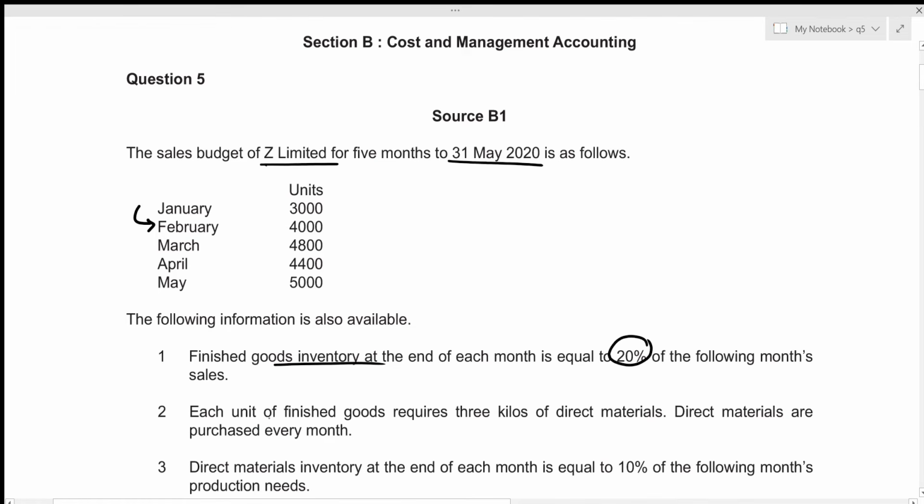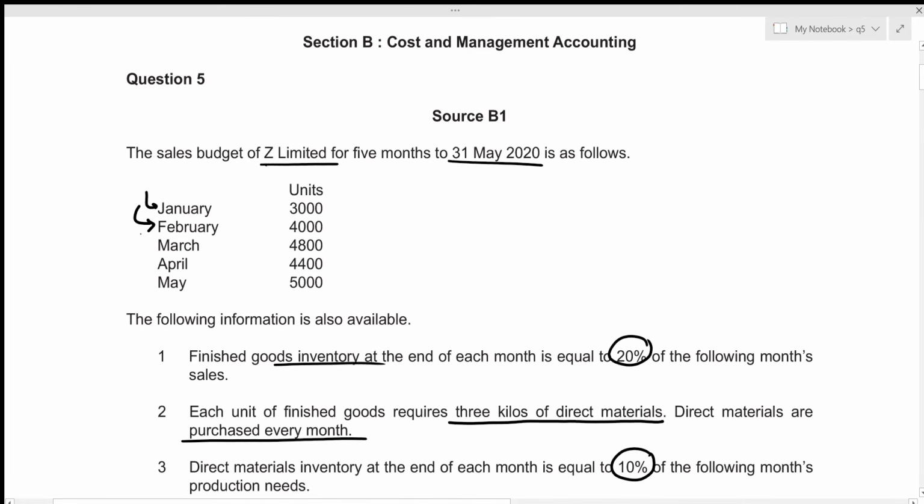Then the second information states that each unit of finished goods requires 3 kilos of direct materials, and direct materials are purchased every month. And the third information states that direct materials inventory at the end of each month is equal to 10% of the following month's production needs. So this is the same case as the first one. If you are trying to figure out the direct materials inventory at the end of January, then that will be equal to 10% of February production needs.